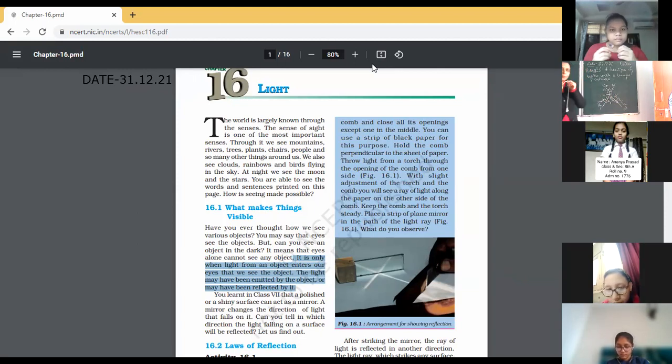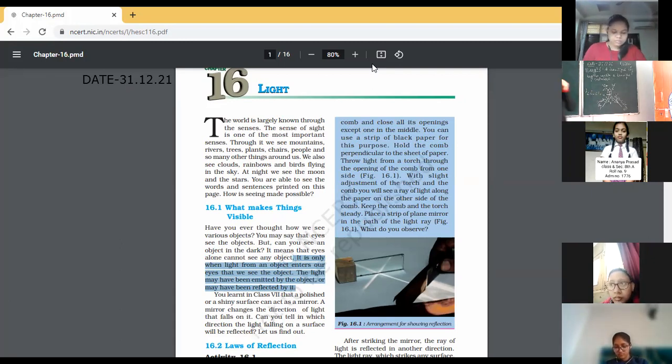So the first law of reflection, what does it say? The first law says angle i is equal to angle r. This is our first law of reflection. Angle i is equal to angle r. This is our first law of reflection.